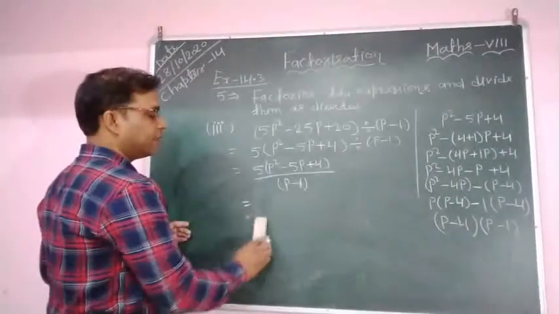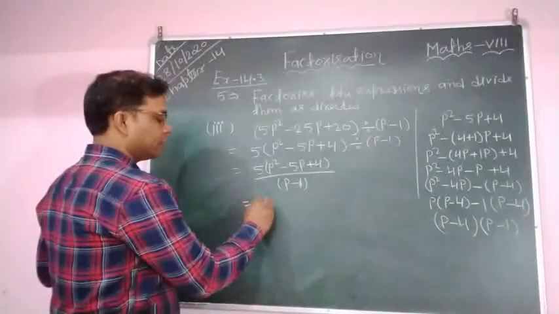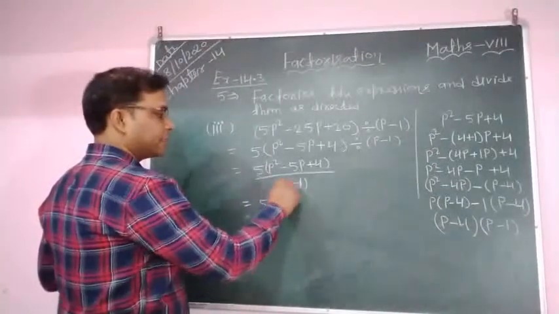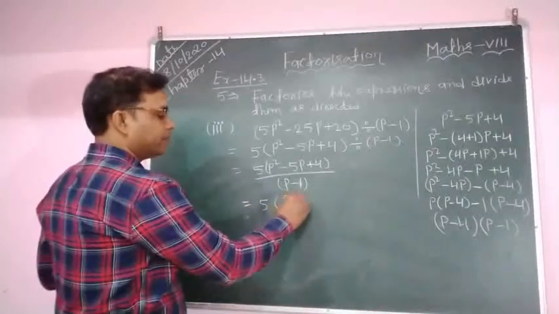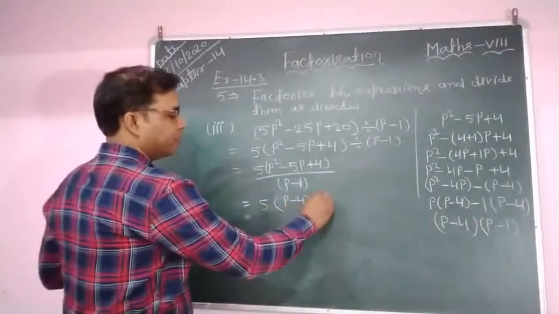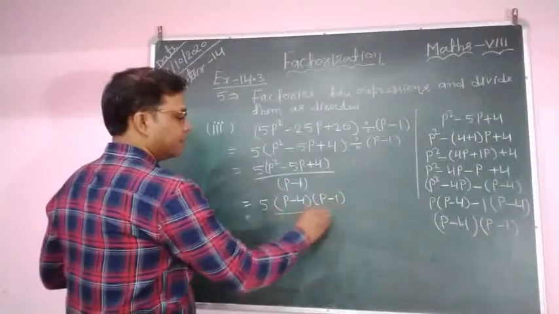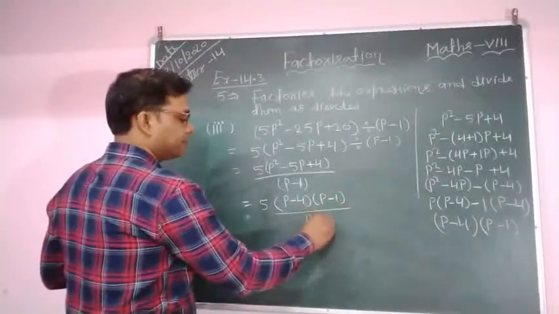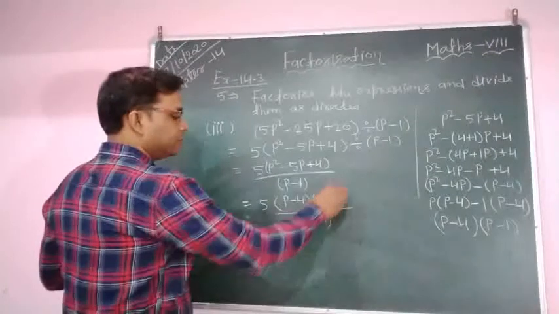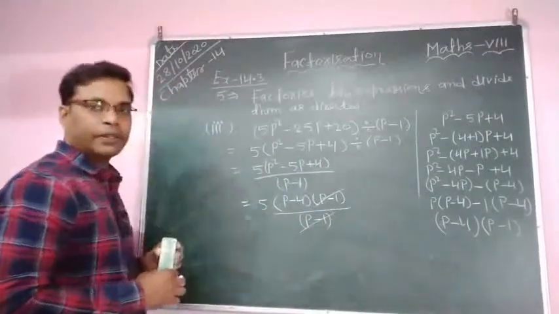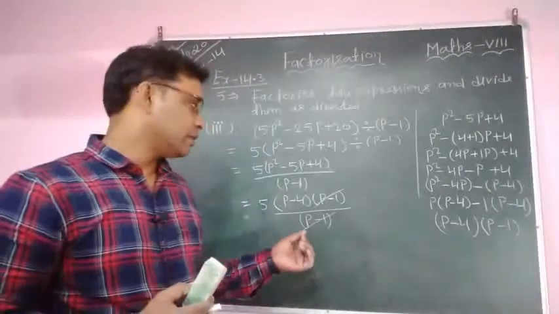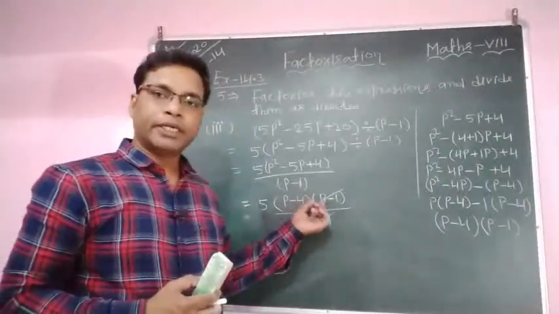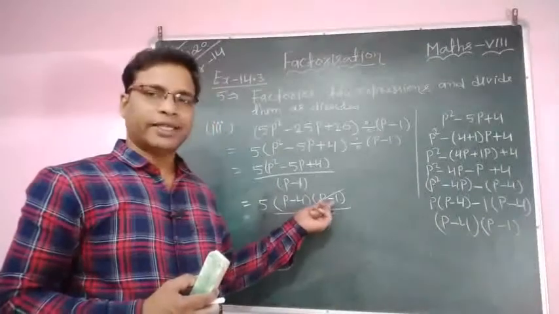So we can write it as 5 into the factor of p square minus 5p plus 4, which is p minus 4 into p minus 1, divided by p minus 1. So it will be cancelled, because you can see here p minus 1 is common between the numerator and the denominator. So you can cancel it.